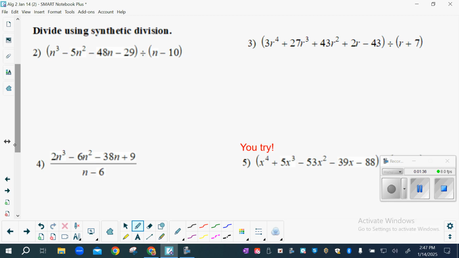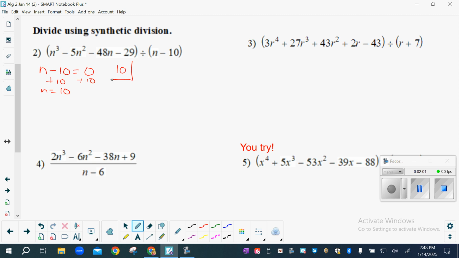So you're going to take what you're dividing by, the n minus 10, and set it equal to 0 and solve it. So what would we get when we take n minus 10 equals 0? Add 10, and we get n equals 10. So we're going to put a 10 there, and we're going to do a sideways L next to it. It's going to be inside a sideways L.